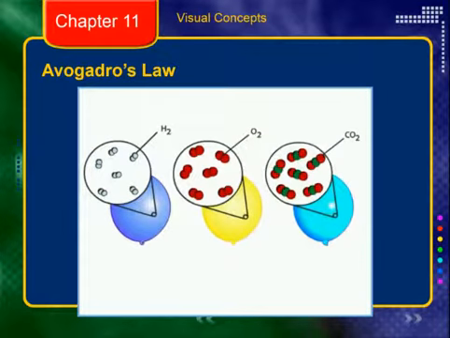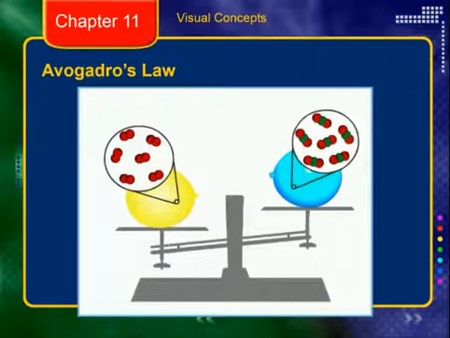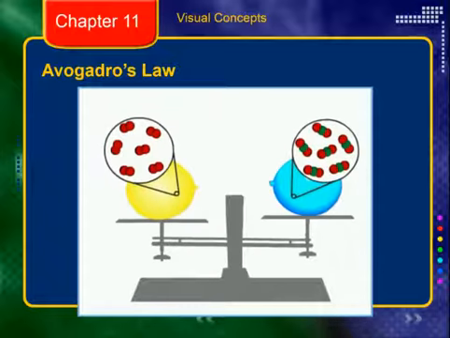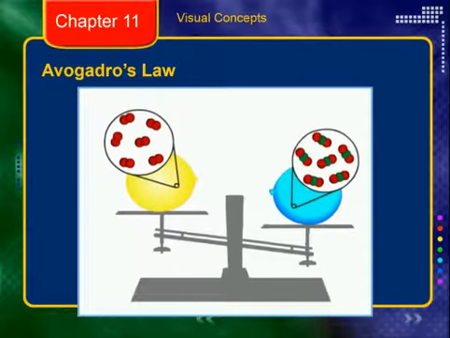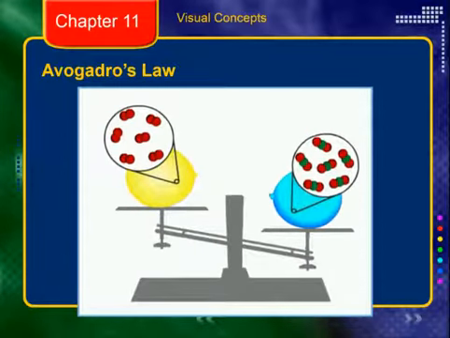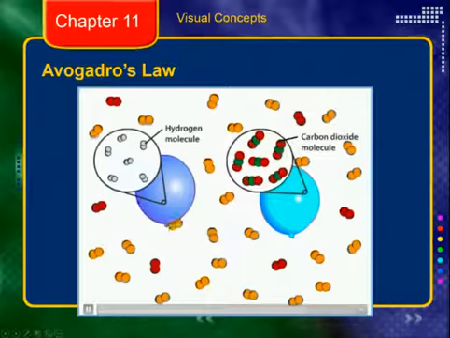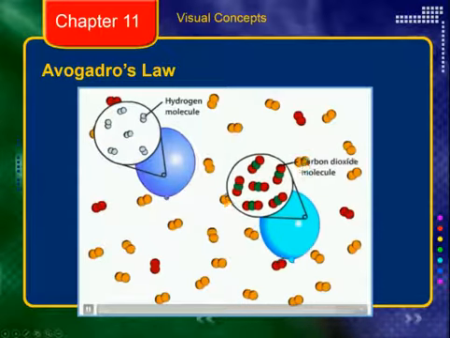Filled balloons with the same volume of different gases would all contain equal numbers of molecules. But if we weighed each balloon, we would find that they did not have the same mass. We have the same number of molecules in each balloon, but the mass of the molecules in one balloon differs from the mass of the molecules in the other balloon. This is why in air, a balloon filled with hydrogen or helium rises, and a balloon filled with carbon dioxide sinks.